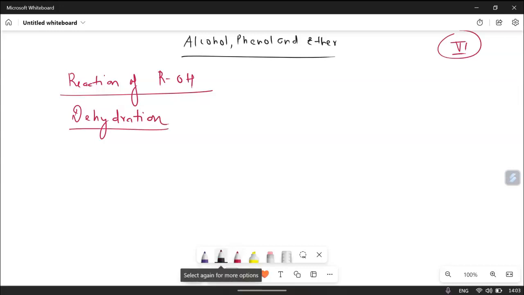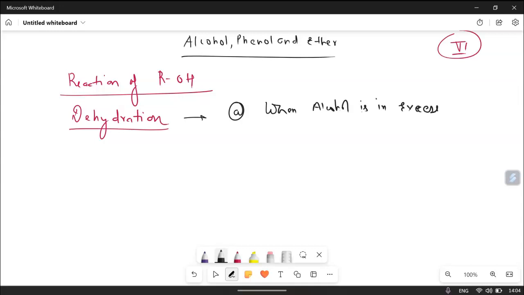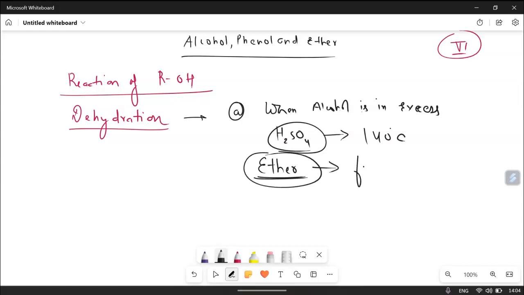Dehydration can be done by excess H2SO4. It is basically of two types, which we have already discussed. When alcohol is in excess and H2SO4 is added to it as a dehydrating agent, at 140 degrees Celsius, then ether is formed. Let me remind you again, the formation of ether is here.